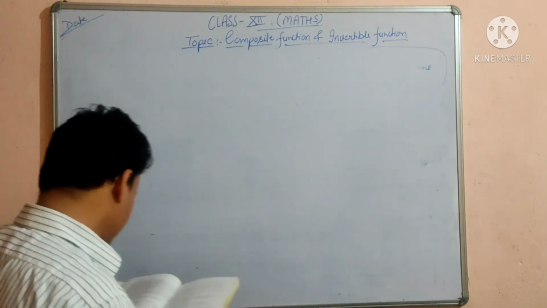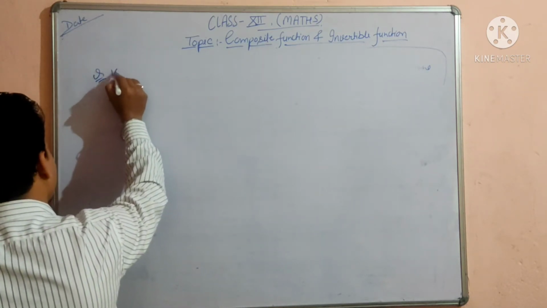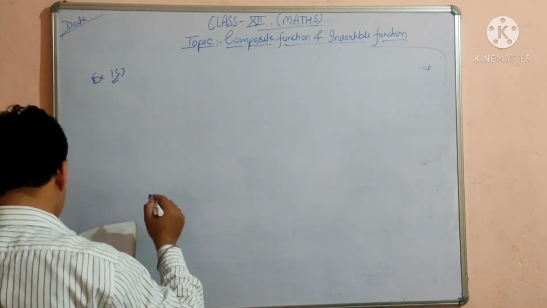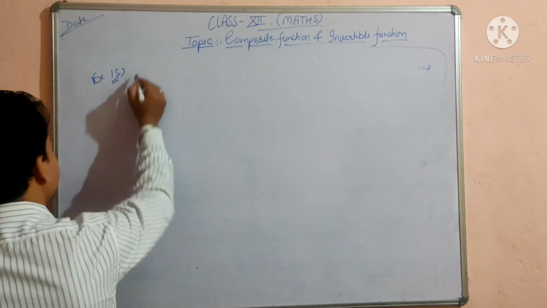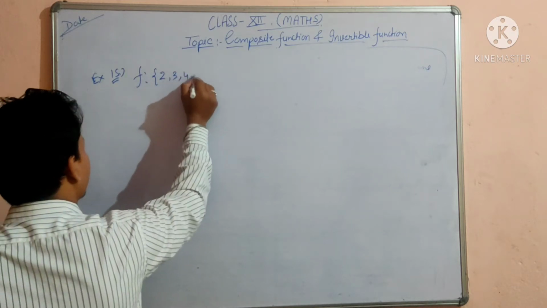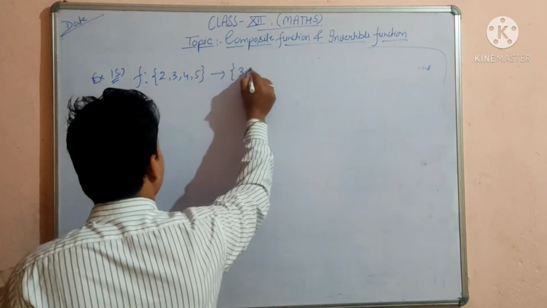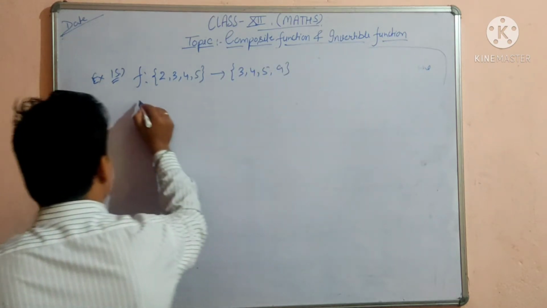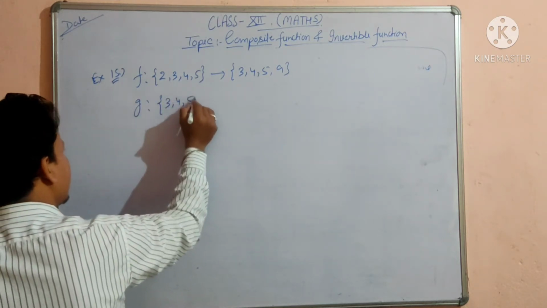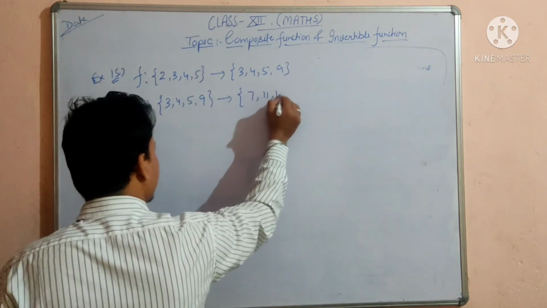Okay, the very first question is example number 15. Not a question, this is an example. So here a function f is defined from the domain 2, 3, 4, 5 to the codomain 3, 4, 5, 9. Another function g is given from 3, 4, 5, 9 to 7, 11 and 15.